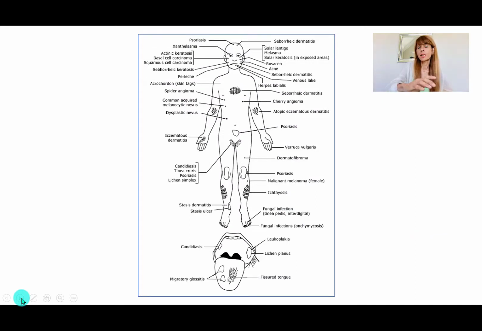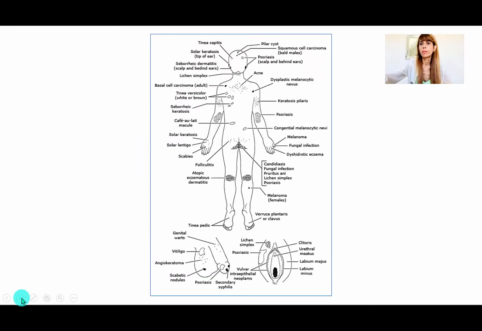This slide is basically just showing the distribution of different skin conditions in different parts of the body, and this is just a reference slide. We don't necessarily have to memorize it. It's actually very hard to do that. This is another presentation of different skin conditions distributed all over the body. Again, this is just for reference, just to look at, not something you necessarily need to memorize.